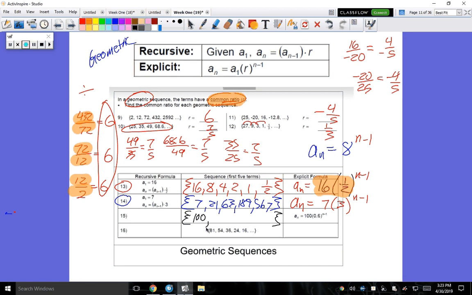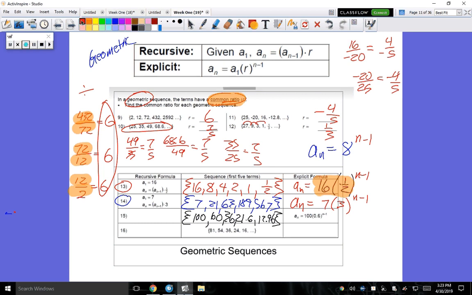Someone help her out. What is she going to do to this 100 to get her second number? Multiply by 60% or 0.6. Okay? So what do you get when you multiply by 0.6? 60. Okay, now take that number and multiply that by 0.6. 36. Keep going. 21.6. One more. Remember, we're multiplying it by 60%. 12.96. Okay. Are we good, guys?